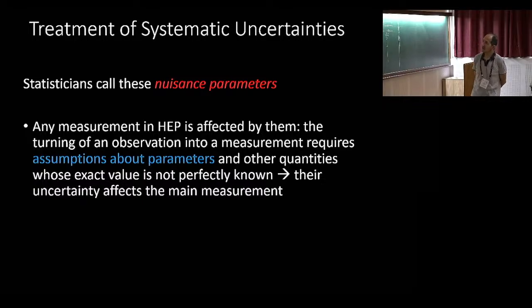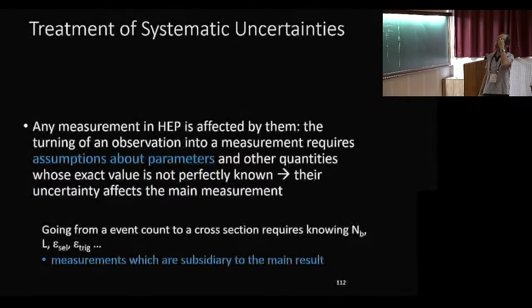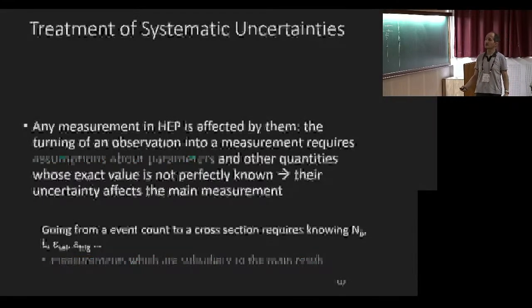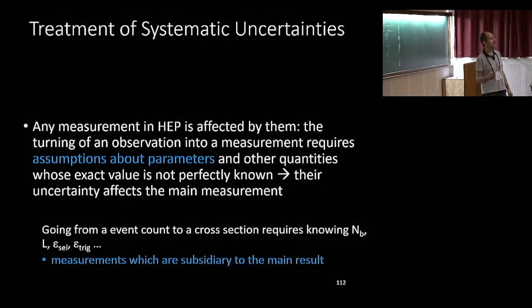And then there are systematic uncertainties. Systematics will affect your measurements. We have seen cases already, right? So for instance, in particle physics, we count how many events of a certain kind we have, but then we have the problem of converting that number into a cross-section. And doing that will require you to multiply by the luminosity, to divide by the efficiency, considering the efficiency of the trigger and other factors.